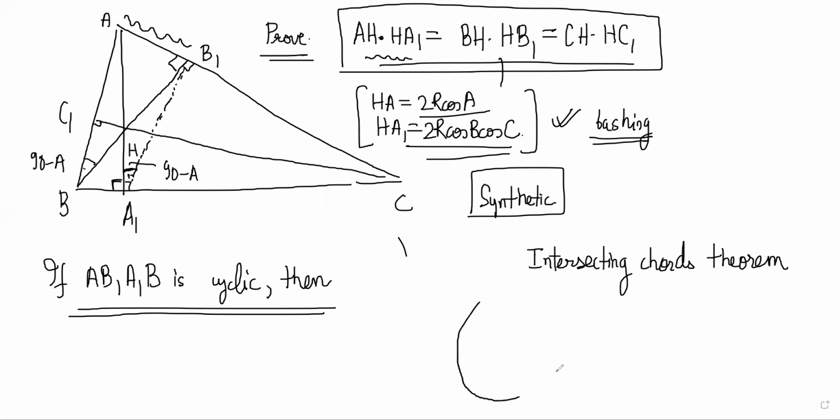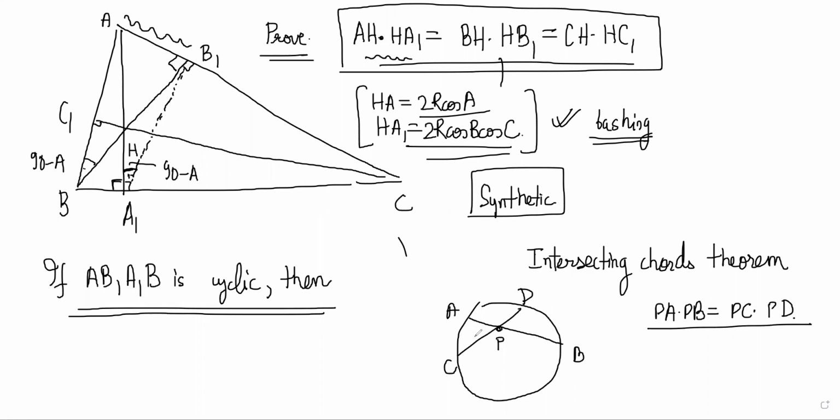So if you have a circle like this and there are two chords in the circle, this is point P, and this is AB, and this is CD. You will be able to prove that PA into PB is equal to PC into PD, right? You can prove it by similar triangles, by the way. Join these and you will be able to prove it by similar triangles.